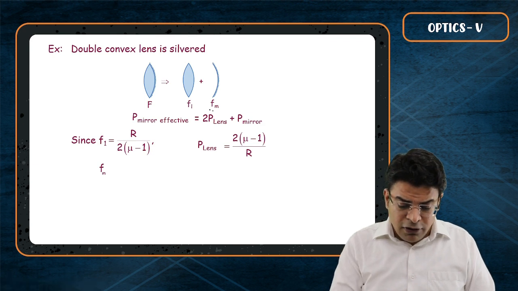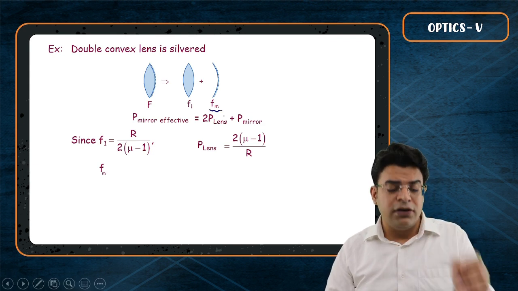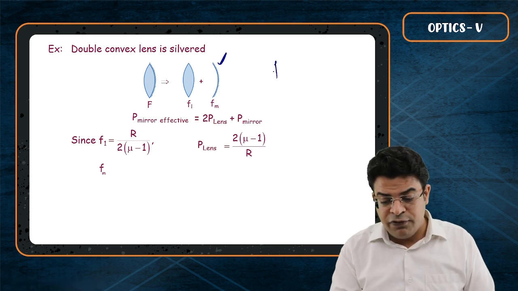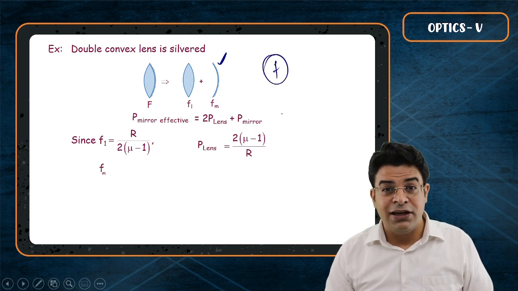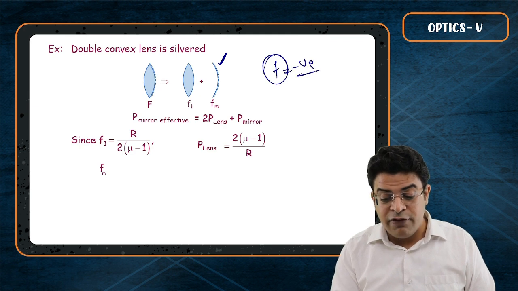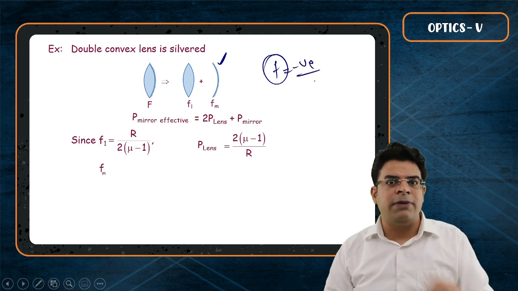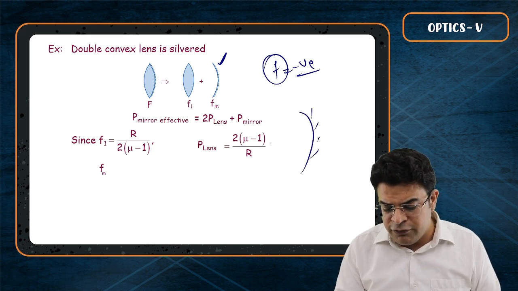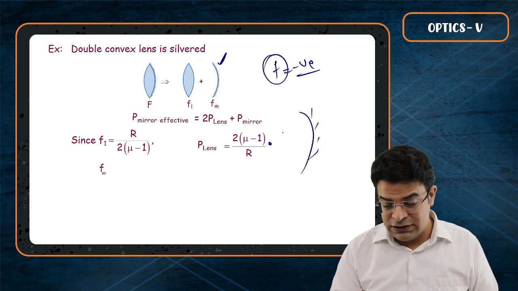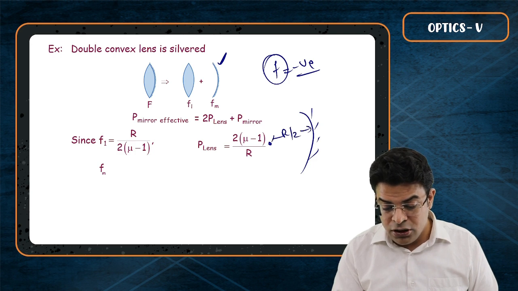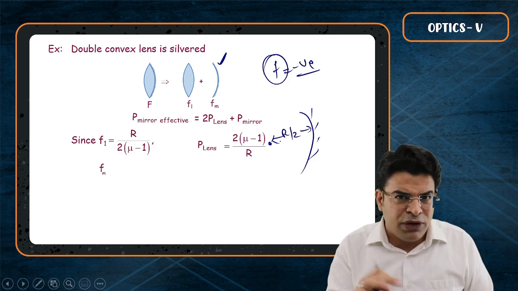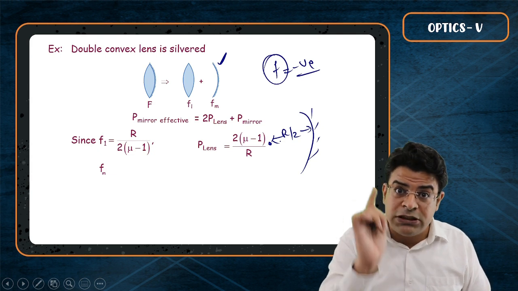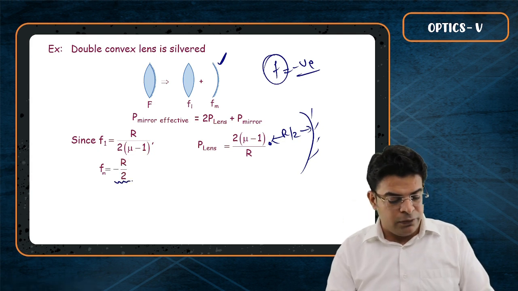Now, to write the power of the mirror, you need to know the focal length of the mirror. This is a concave mirror. For a concave mirror, is f taken as positive or negative? f is negative, because f is the position of the focus with respect to the pole. And we know that the focus for a concave mirror will be here, at a distance r by 2. So what will you write f as, plus r by 2 or minus r by 2? The focal length of the mirror in this case must be taken as minus r by 2.